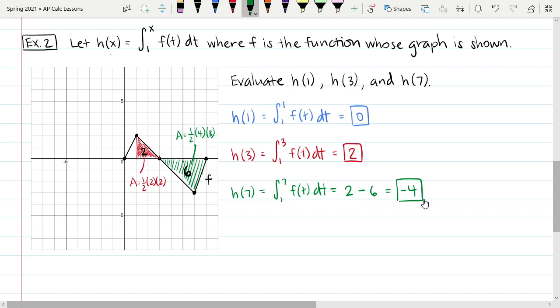So sometimes, to evaluate a function that's defined as a definite integral, we might not be able to approach it the way we did in example 1, where we actually come up with the equation, because we don't actually have an equation for f. But if f is shown to us as a graph, then we can return to understanding that the definite integral represents the net area under the curve.